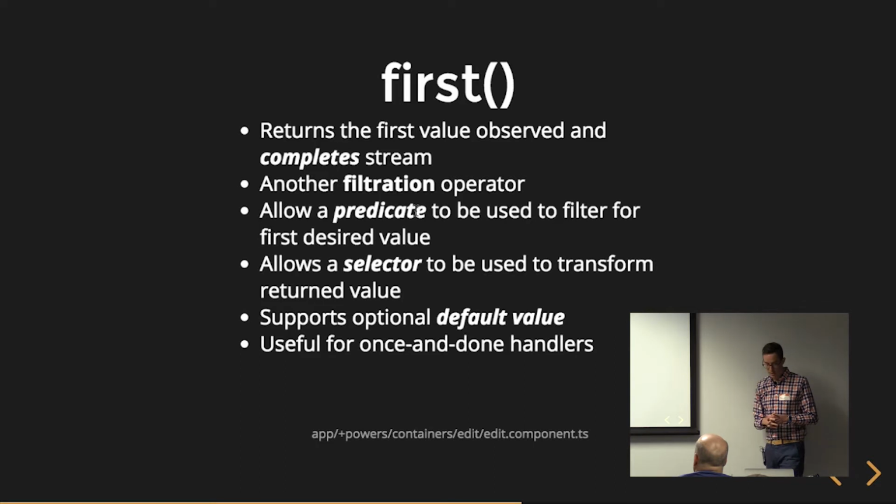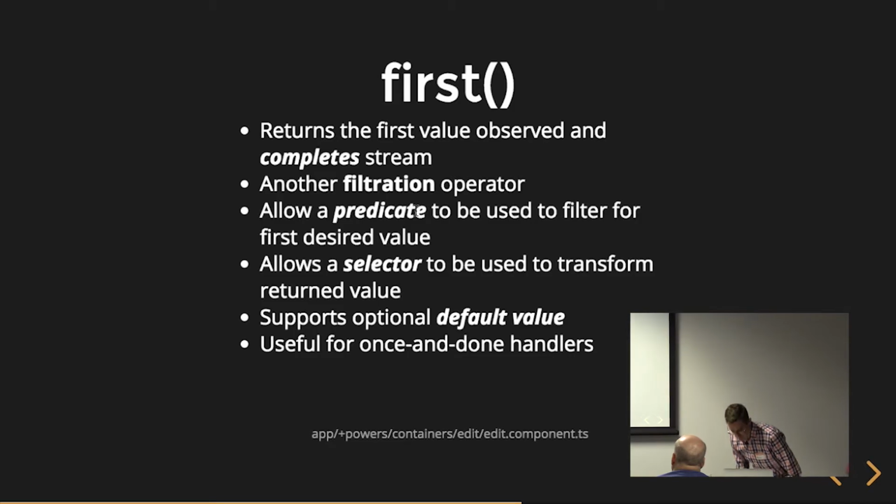It's also a filtration operator, which I kind of have learned as part of this talk, actually. I was often just calling dot first or just passing first into my pipe. But it also allows you to have a predicate function that's used to filter for the desired value, that first value that you actually want. And it also allows for a selector to be used to transform the returned value out of first. So it's a little bit more powerful than just using it. Those are optional, obviously, so we don't have to provide those arguments, but you can have a predicate and a selector as well. Oh, and thirdly, it also supports an optional default value. So first is really useful for once and done handlers.